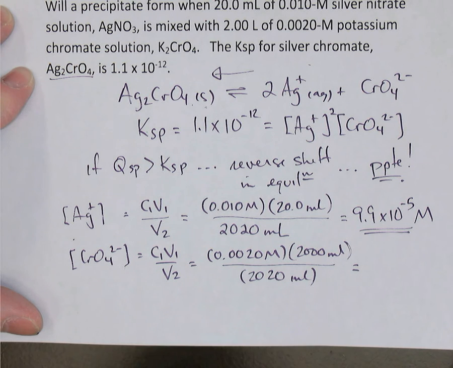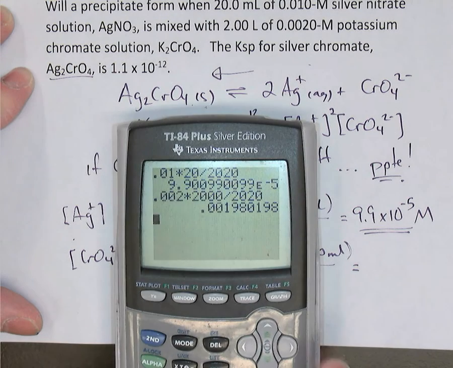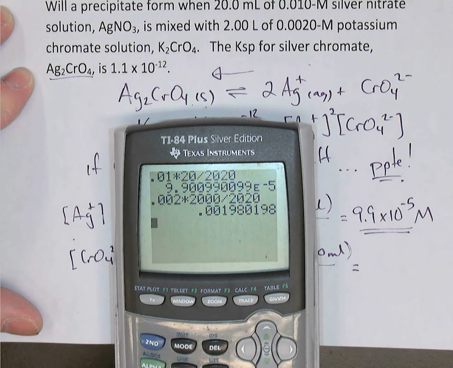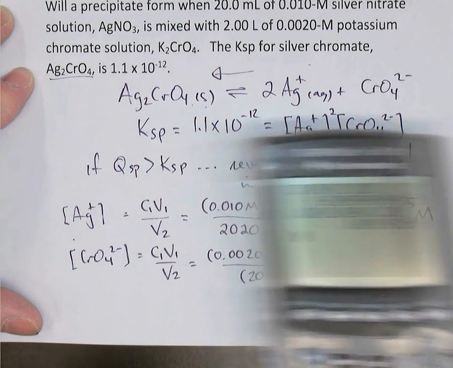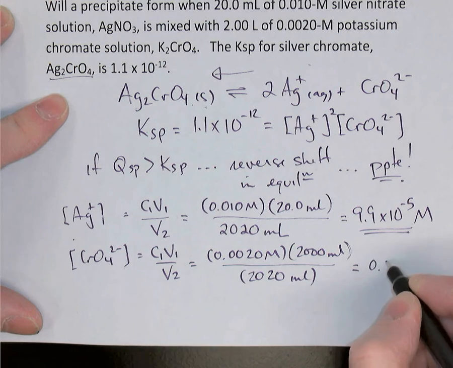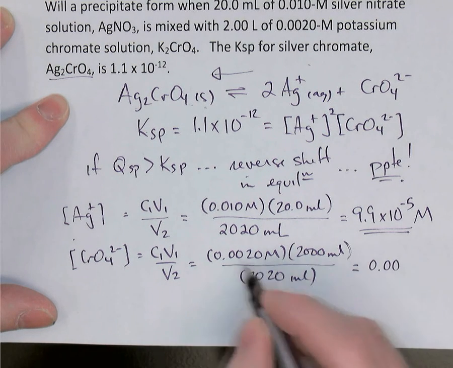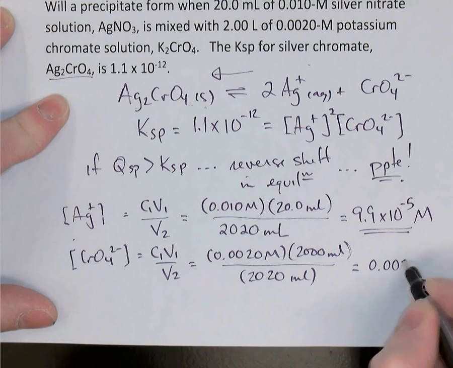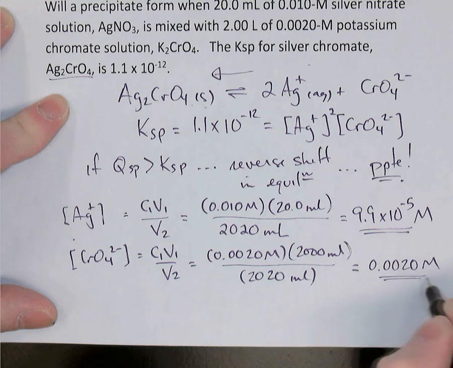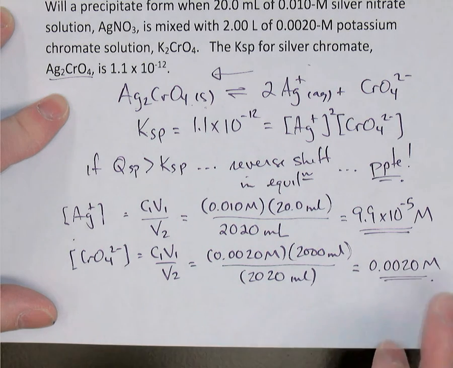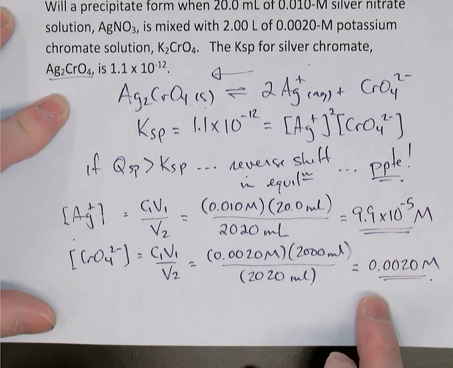So 0.002 times 2,000 divided by 2,020. So this is not going to be diluted very much. In fact, 0.00198. So if we round that off, we'll call it 0.0020 again. Well, I guess, no, I'm going to keep just 2 sig figs. So 0.0020 molar. So it is diluted, but so little that its concentration effectively doesn't change.